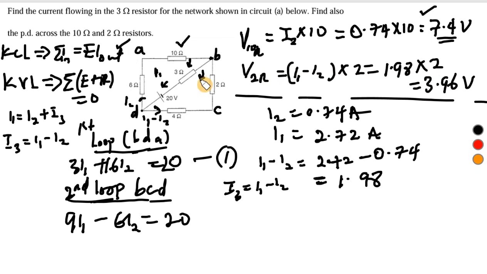And we have found the current. The question says find the current flowing in the 3 ohm resistor, and we found that to be I1, which is 2.72 ampere.